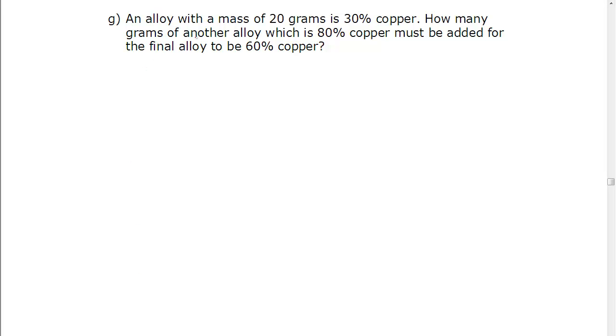So here we have an alloy with a mass of 20 grams, that's 30% copper. How many grams of another alloy, which is 80% copper, must be added for the final alloy to be 60% copper? So we're going to start by saying let X be the mass of 80% copper. Then, because we know we're adding X of 80% copper and we have 20 of 30% copper, then X plus 20 is the mass of 60% copper.